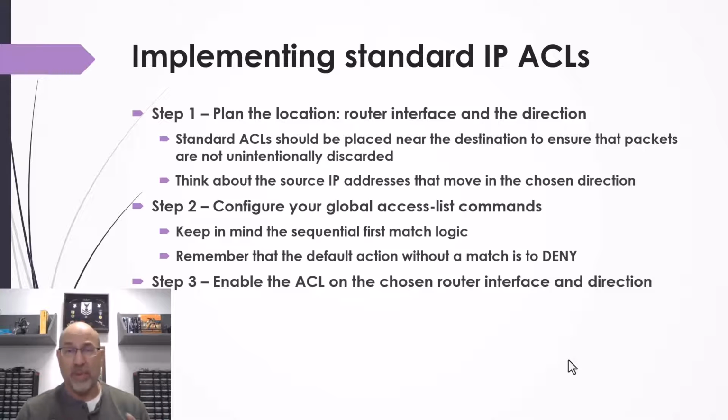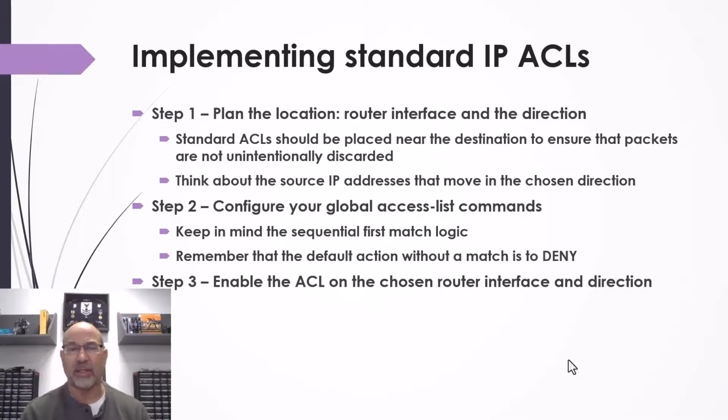You want to think about where your ACL is going to be so that you don't block traffic by accident. One example that happens all the time in the lab is when we're setting up a routing topology using a routing protocol like OSPF, and you start to put ACLs up there and you think about the host traffic, but then you end up blocking your routing protocol. So think about your source IP addresses that move in the chosen direction and apply your ACLs accordingly.